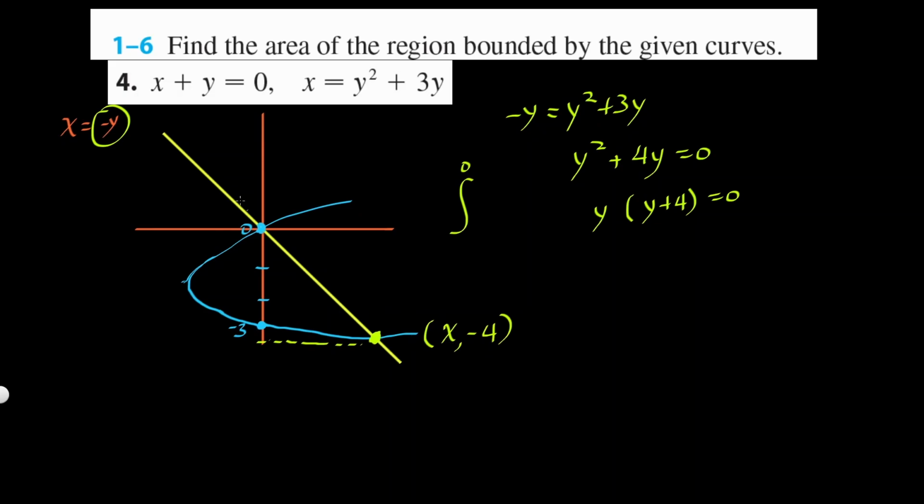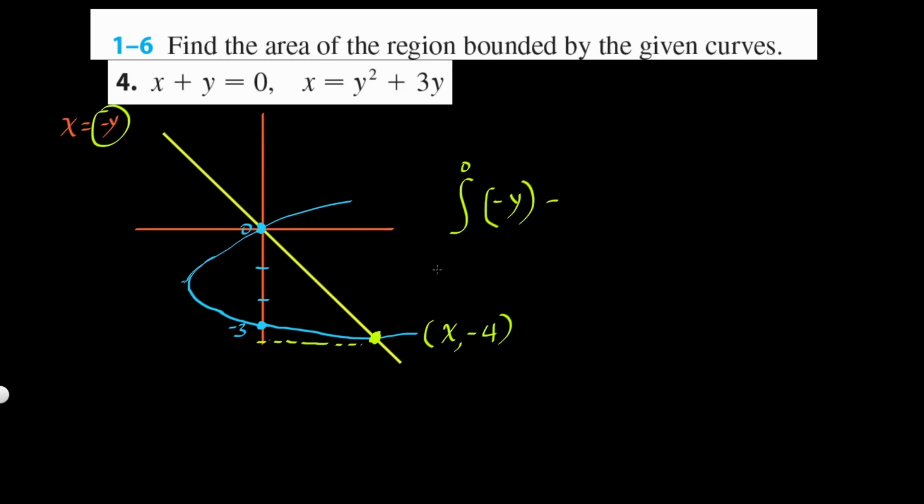Okay, we don't care about the x because we're going to do right graph minus left graph. Now we have that. My right graph is going to be negative y. And then we're going to minus, let's put negative 4 for the lower limit here because we're integrating from negative 4 all the way up to 0. So my right graph is this. My left graph in terms of y is going to be y squared plus 3y, everything with dy. So we have set up our integral right like that.